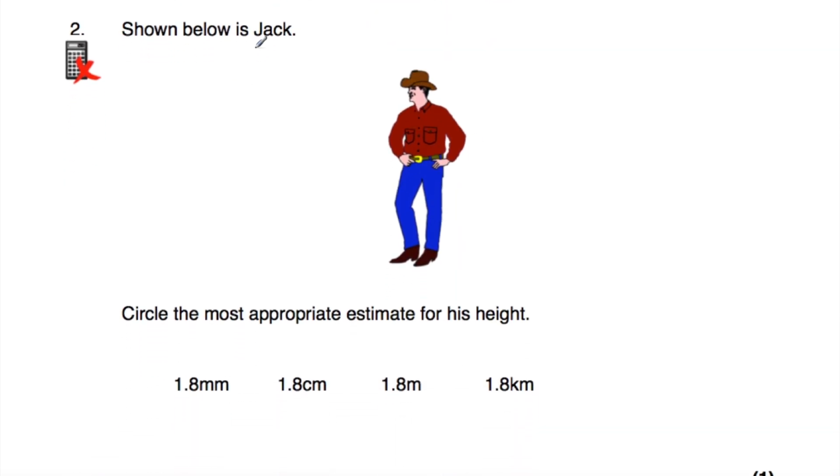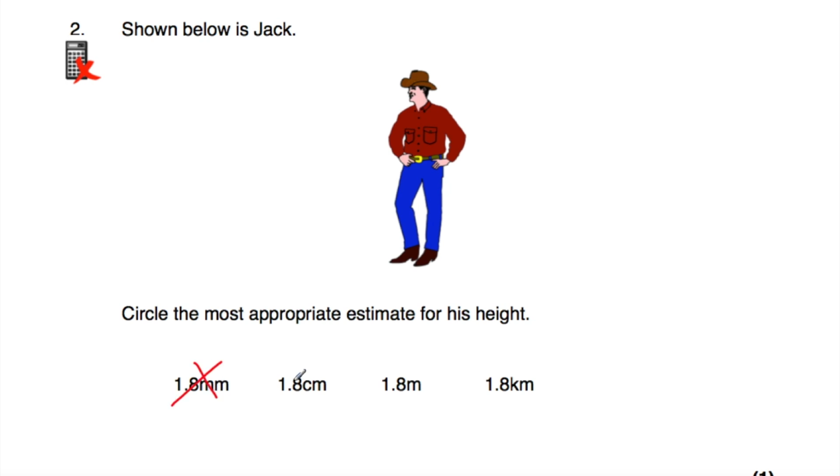Okay, let's look at our next question, question number 2. Question number 2 says, shown below is Jack. He's a cowboy. It says, circle the most appropriate estimate for his height. And we've got 4 options. 1.8 millimetres. Think of the ruler, those little tiny lines in between centimetres, they're millimetres. So 1.8 of those. Well, no, that doesn't make sense.